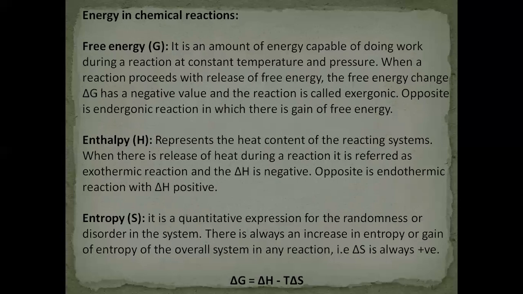Is it clear? Utilization or release of energy, the free energy available to do work, is called delta G or Gibbs energy. It is the change in the energy. It can be positive or it can be negative. If the reaction is releasing the energy, its value is negative. If the reaction is utilizing the energy, then its value will be denoted with a positive sign.